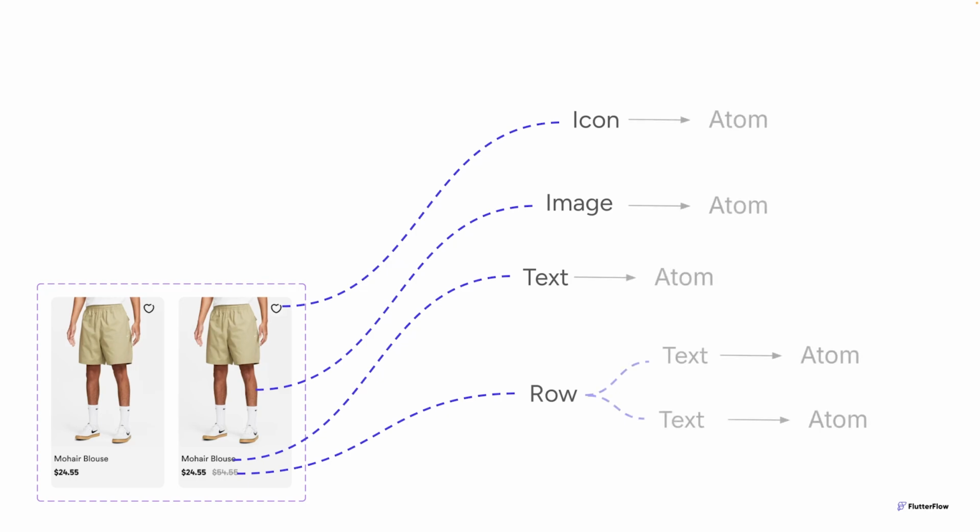Let's start with atoms. These are the fundamental building blocks that serve as the foundational elements of the UI. For example, text, image, button, icon, row widgets.